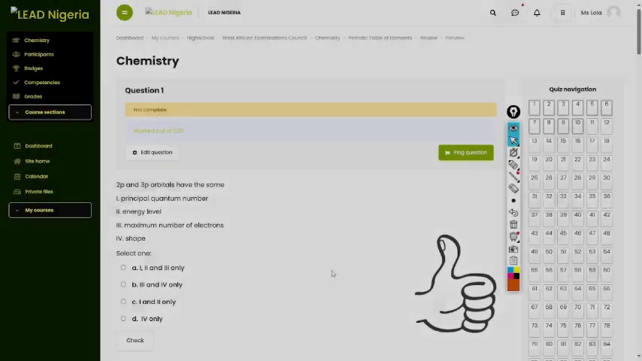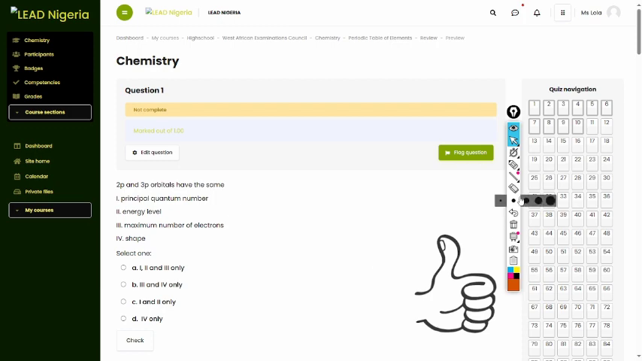So we'll be going through WAEC questions on periodic table and properties. So let's dive right in. Question 1. 2p and 3p orbitals have the same principal quantum number.